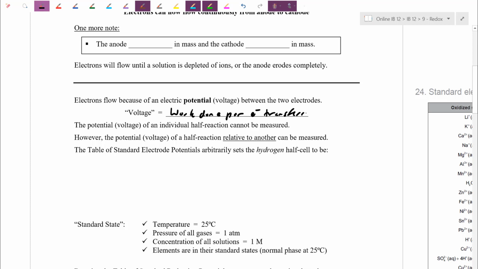Or you can think of this as, as electrons are moving in that external wire from anode to cathode, this is the amount of energy every coulomb of charge is carrying. As it travels through the wire, that's what's tapered off as electrical energy. This is giving the electrons the push to go from anode to cathode. Technically speaking, this potential should not be able to be measured just for a half cell.